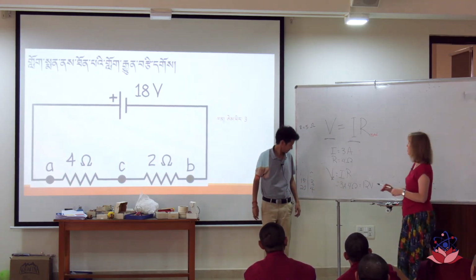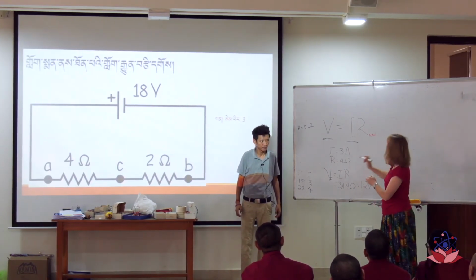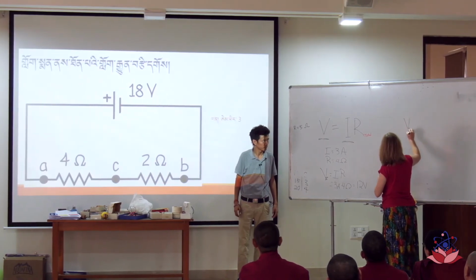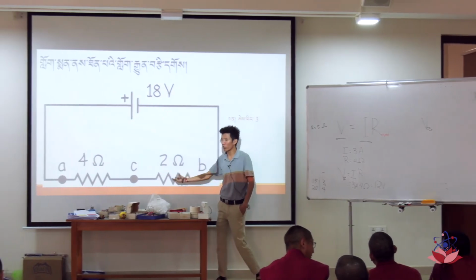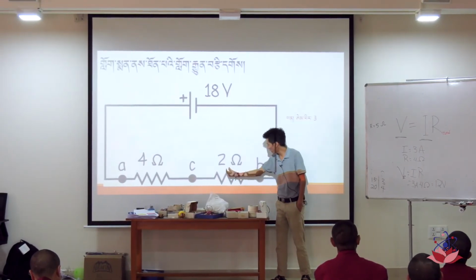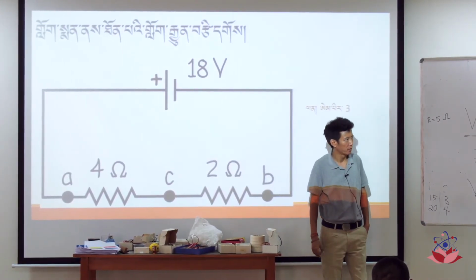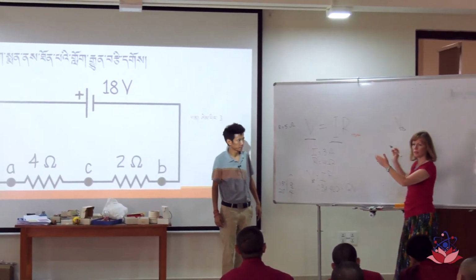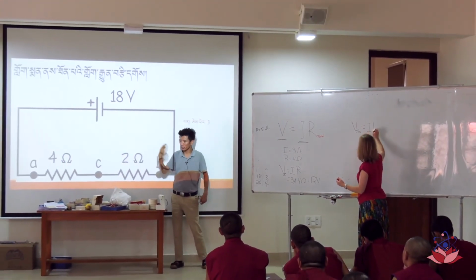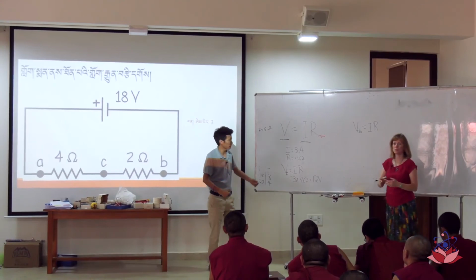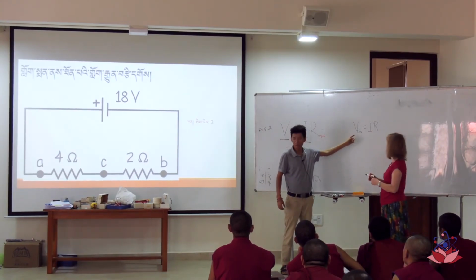Okay? So, now we can also ask what's the voltage drop across the 2 ohm resistor between points C and B. How can we calculate that?